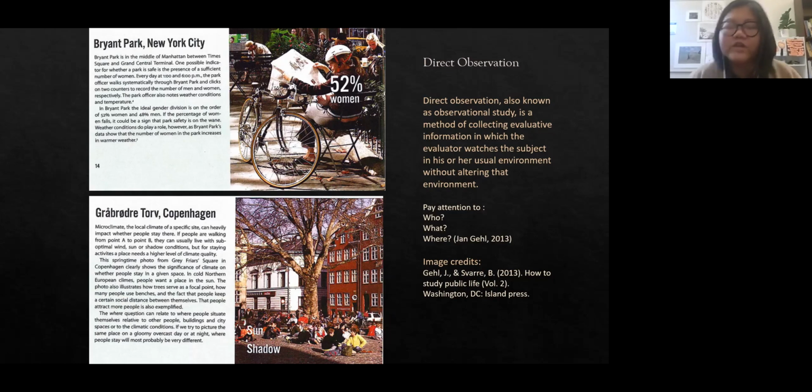So you can plan your trip: when you are designing a place, set a set of times and observe it in the morning, at lunchtime, in the afternoon, and maybe at night, to see who is using the space, what activities they are doing, and where they are using the space.